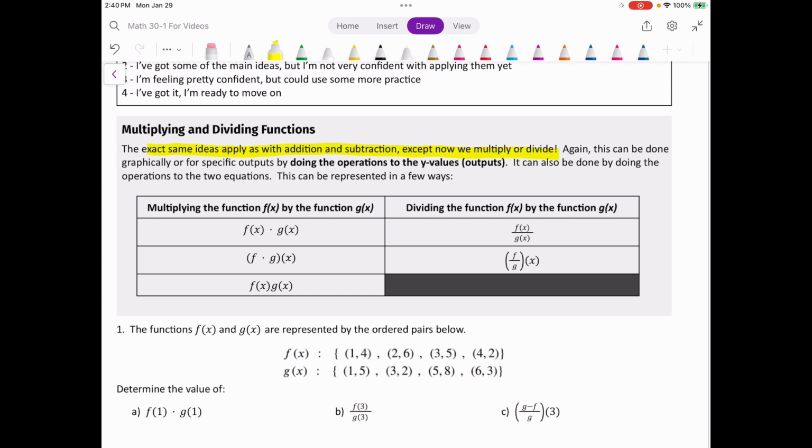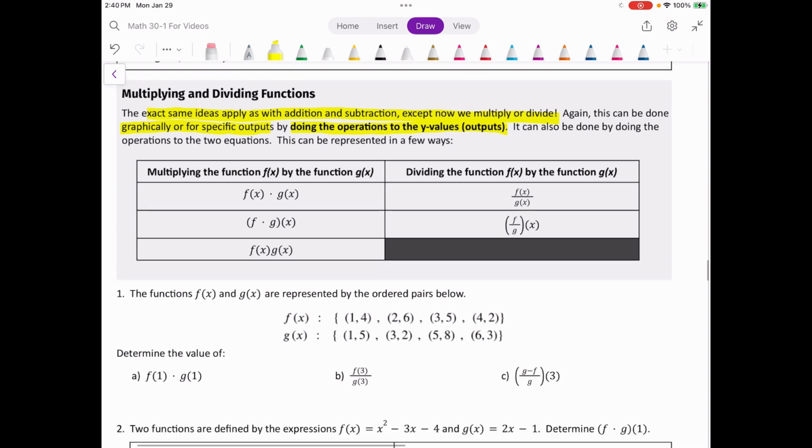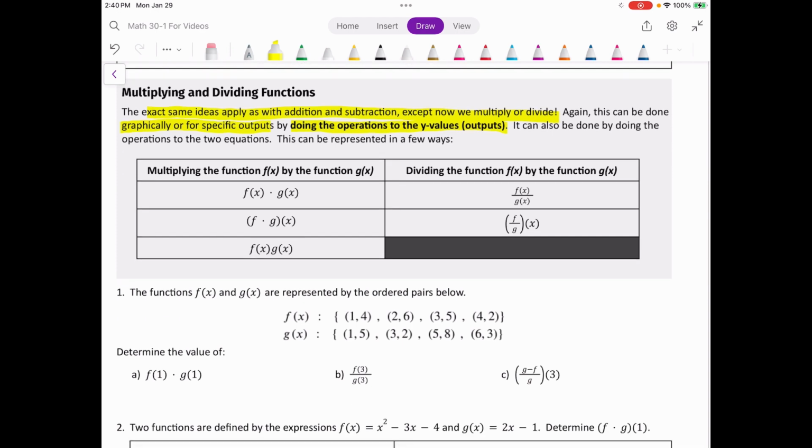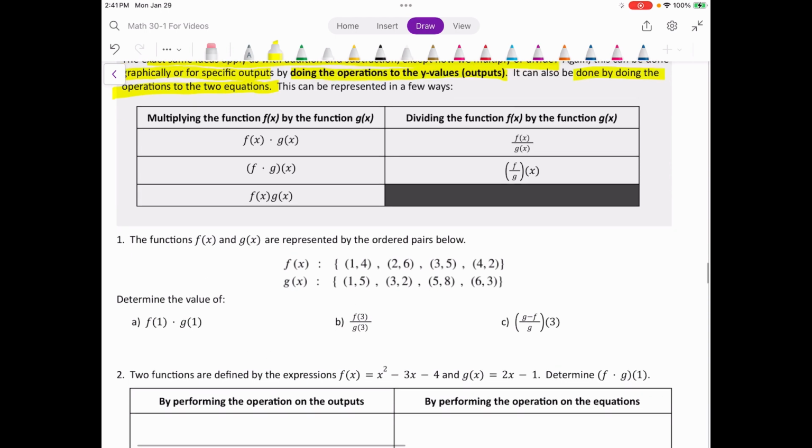And again, this can be done graphically or for specific outputs by just doing the operations to the y values. If you just care about like f of 2 times g of 2, you can just multiply those two outputs together. But if you want to be more general with it, you can also just multiply the equations together, and that will give you the resulting, combined equation. So a few ways it's represented.